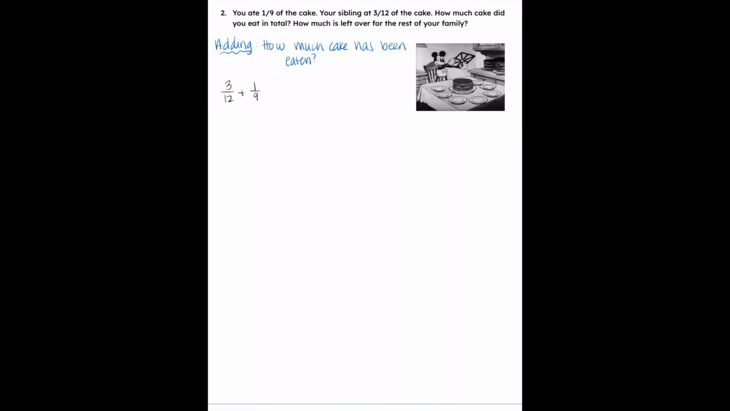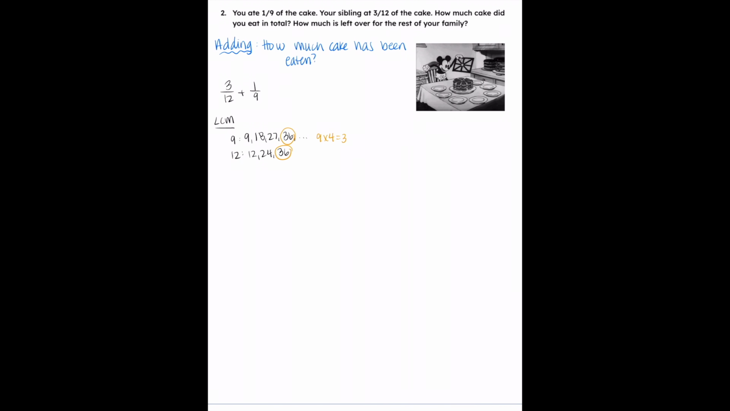Now, when we look at 3/12 plus 1/9, we have different denominators, right? So we're going to have to find the least common multiple of 9 and 12. For 9, the multiples we would get would be 9, 18, 27, 36, etc. And then for 12, we would have 12, 24, and 36. And our 36's match. So that would be our least common multiple. That's the common denominator we're going to be aiming for.